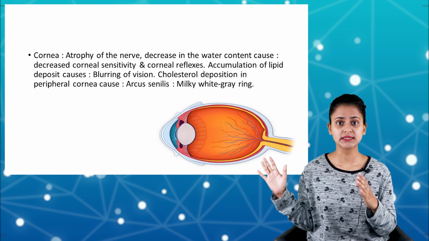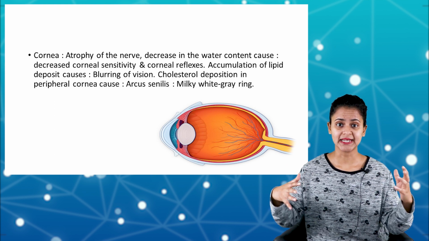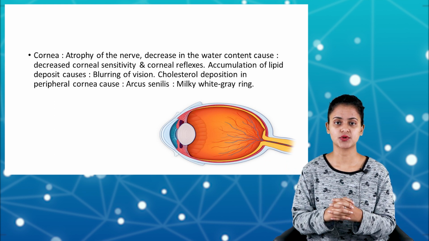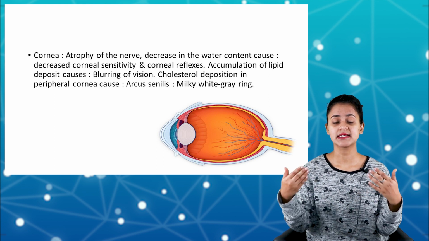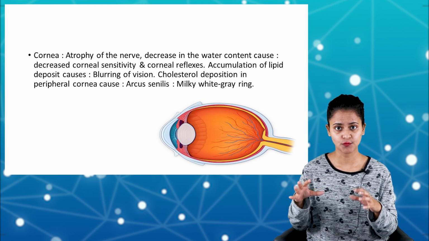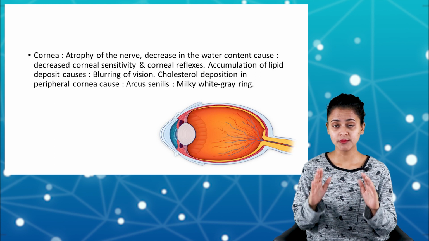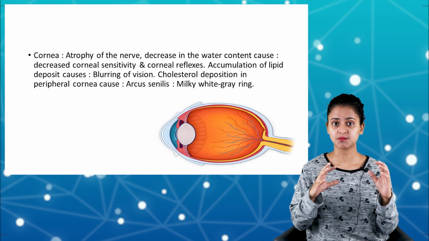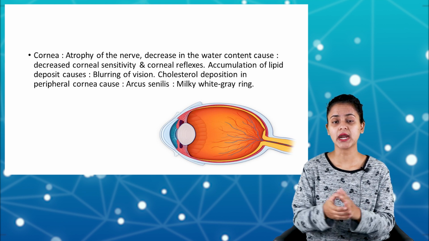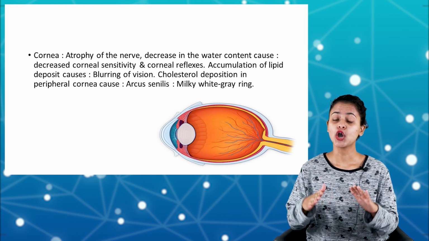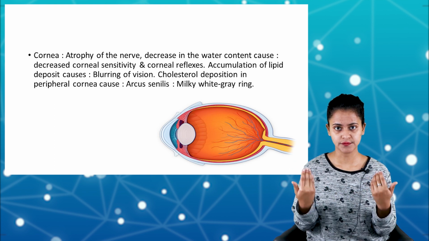So often with our old age people, if we are performing the visual sight examination or an assessment of the visual system, we are going to see the corneal reflexes and the corneal sensitivity will be much decreased for those people with old age. Now here, accumulation of lipid also can take place in the cornea with the aging process. The deposition or accumulation of the lipid ultimately will be causing blurring of the vision of the individual.